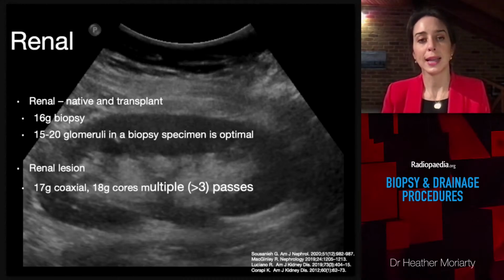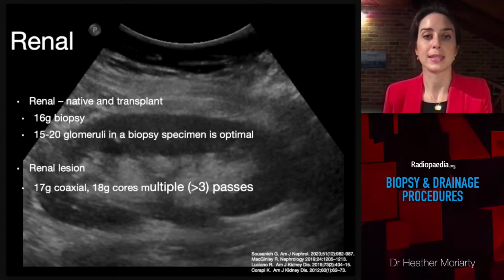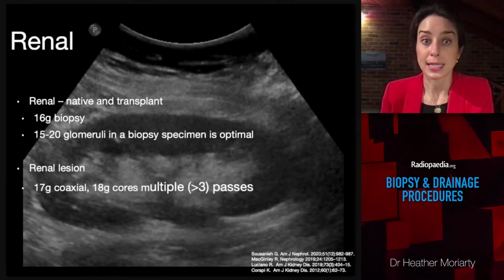So for renal, again, 16-gauge cores are recommended. There's heterogeneous data, but a 14-gauge biopsy needle tends to increase the complication rate, whereas an 18-gauge biopsy needle tends towards inadequate samples, without a significant difference in complication between 14 and 16-gauge biopsies. I tend to take 2 16-gauge cores.